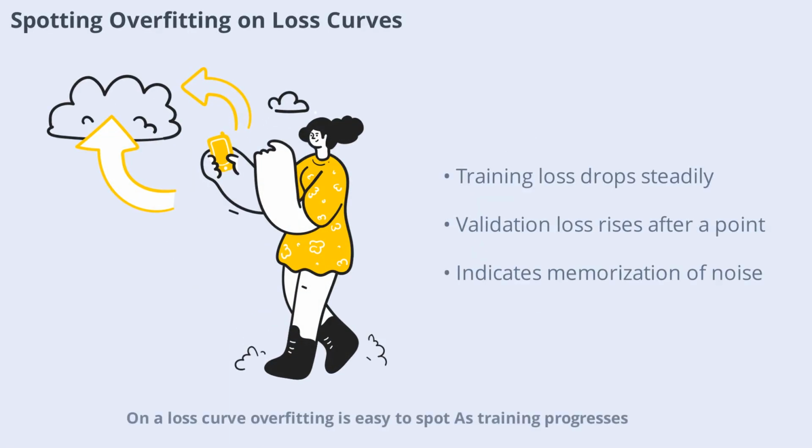On a loss curve, overfitting is easy to spot. As training progresses, the training loss keeps decreasing, showing the model is fitting the training data better and better. However, the validation loss, which measures performance on unseen data, stops improving and starts to rise. This divergence signals that the model is starting to memorize noise instead of learning useful patterns. Recognizing this pattern early helps you take corrective action.